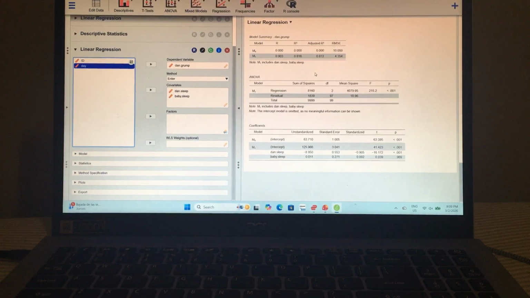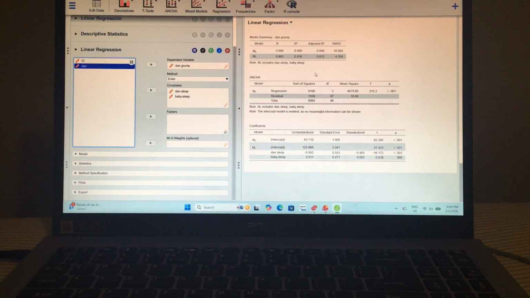close parentheses, equals 215.2, p less than 0.001. So the values in parentheses following the F are the regression and the residual degrees of freedom. So in multiple linear regression, the following formula can be used to compute degrees of freedom for the model's F-test.